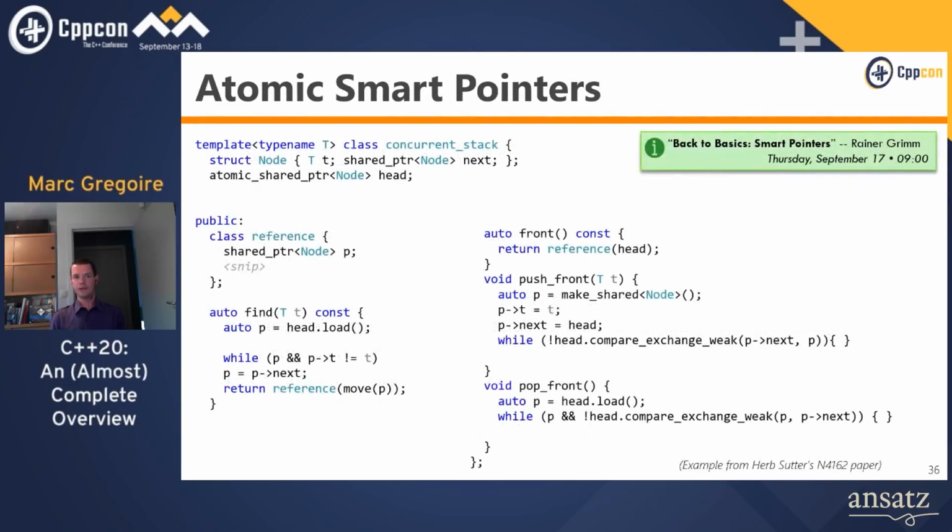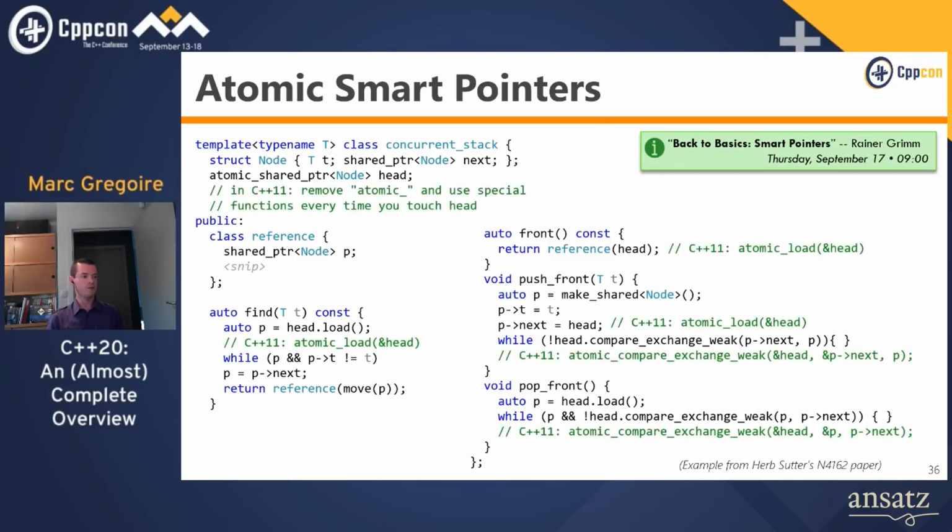Here I have a concurrent stack using the C++20 atomic smart pointers. So one of the members is an atomic shared_ptr. And wherever I'm using this, for example here, I have to do something like head.load or head.compare_exchange_weak and so on. So I cannot make any mistakes. I have to use methods of my atomic shared pointer whenever I want to do something with that shared pointer.